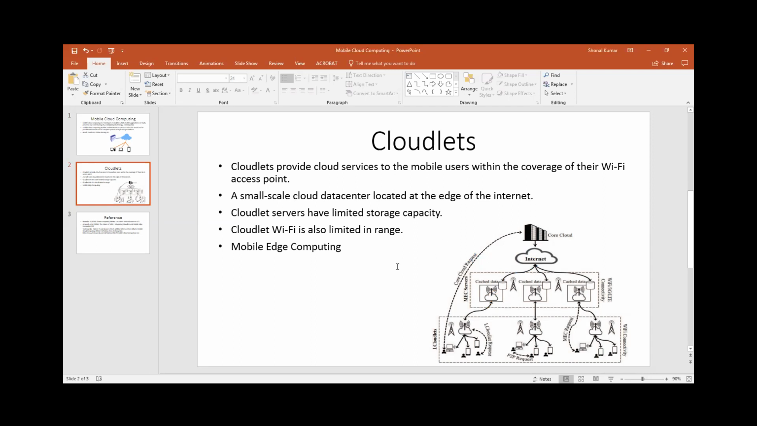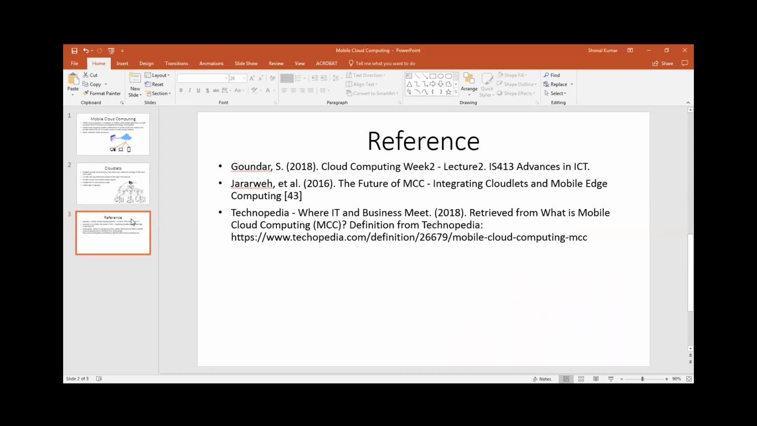Looking at this diagram, you can see the cloudlet server, and these devices can only access it through the Wi-Fi access point, and they cannot connect to the core cloud. To do this, they need to connect through LTE or 4G, 3G, basically cellular networks, which allow connectivity in more range. And these are the references I've used, and that's it. Thank you.